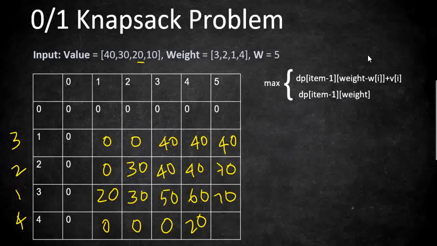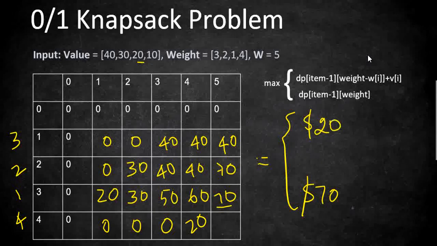Now finally moving on to the last cell, which is going to be our solution. Here we have two options, either to pick the fourth item or not pick the fourth item. If we are not picking the fourth item, the value at the previous row, that is considering the first 4 items and the bag's capacity of 5, was 70. And if we are picking this item, then we are going to add the value 20.